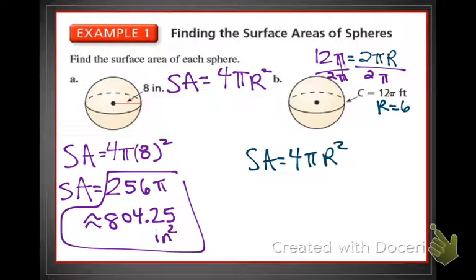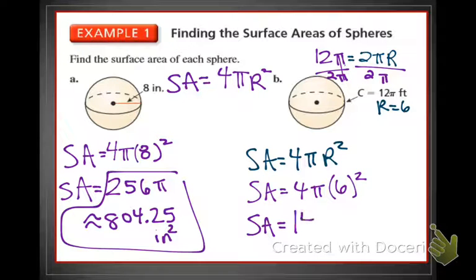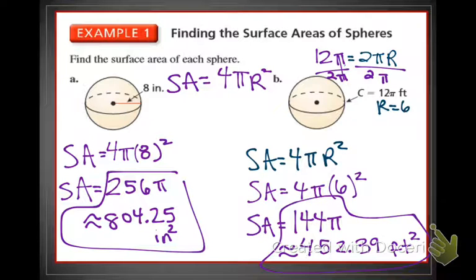From here, we just plug it in. So 4 pi times 6 squared. We get 144 pi, which is 452.39, and we are in feet squared. How many points off is it if you forget the measurement? It's only a little bit.